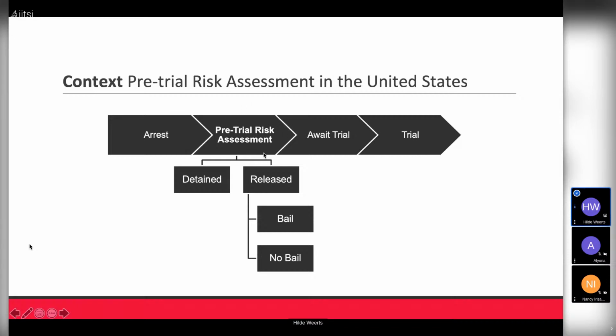So this assessment is used to determine, like I said, whether somebody will be detained, and this is when they will go to jail while awaiting trial, or whether they will be released or not. And if they are getting released, then there's the question whether they will be released on bail or whether they won't be released on bail. And you will probably know this from the movies, in the US, bail is very often in monetary terms. So you actually have to pay money and then you could get released or not get released.